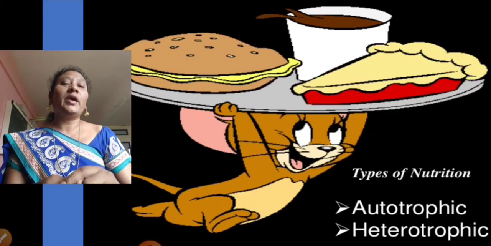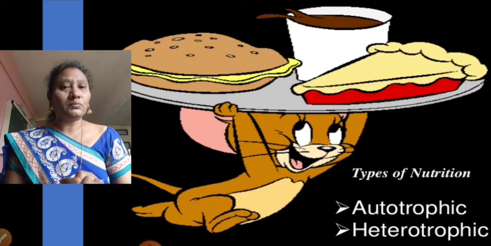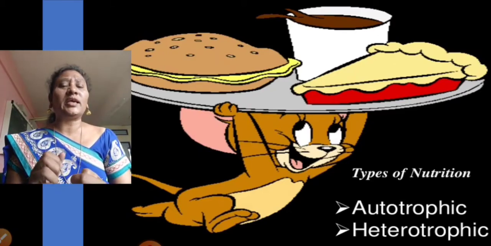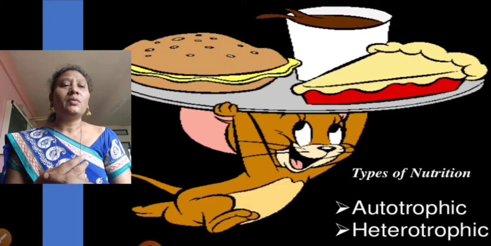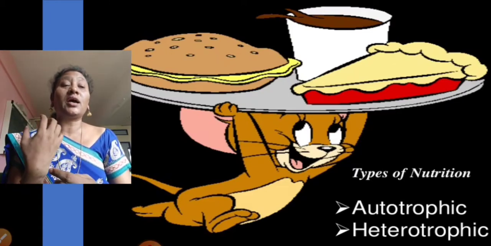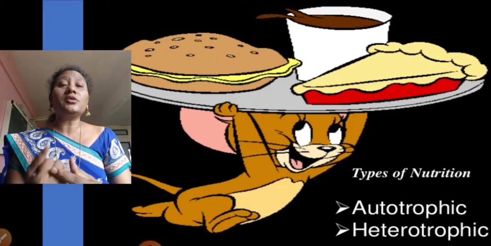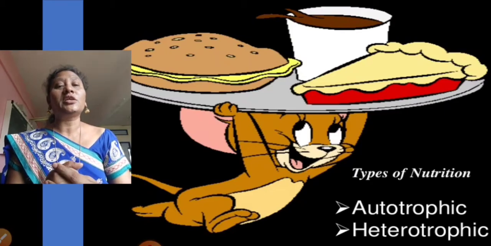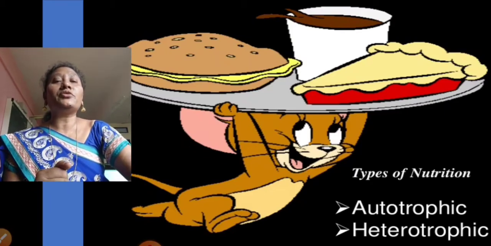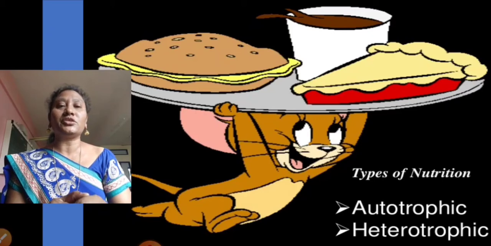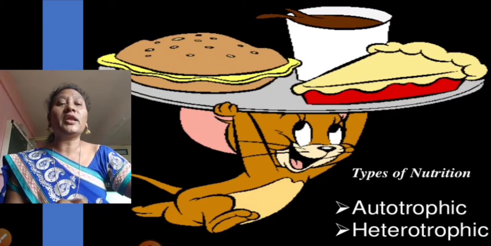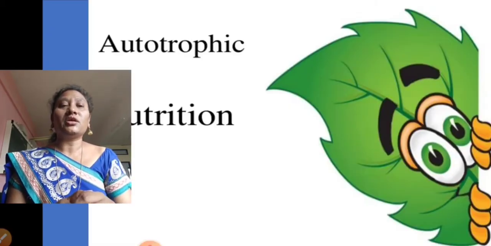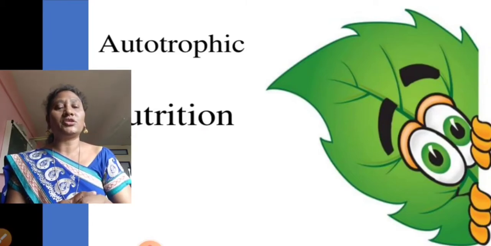So based on the intake of food, organisms take different types of foods. Based on the type of food and how it is accepted, the process of nutrition is of two types: autotrophic nutrition and heterotrophic nutrition. First, let us see what is meant by autotrophic nutrition.